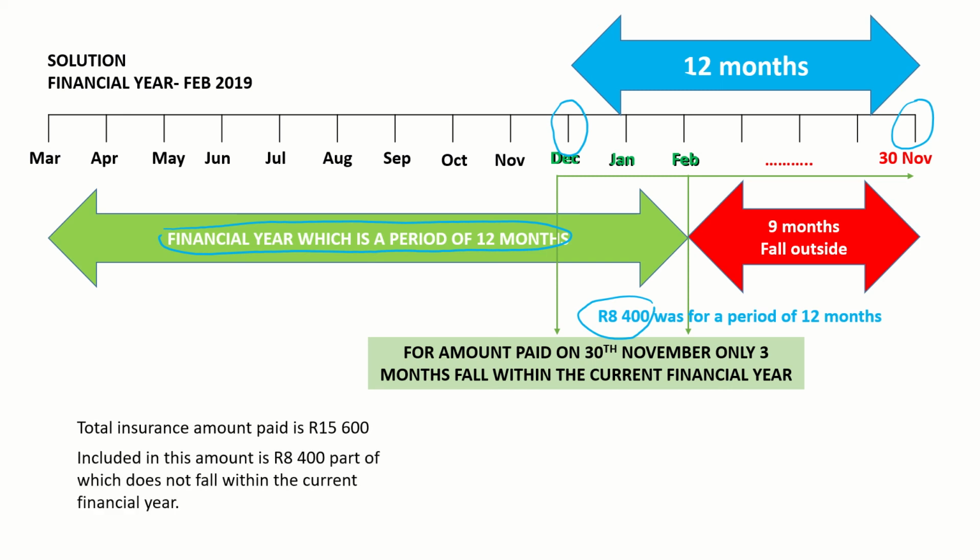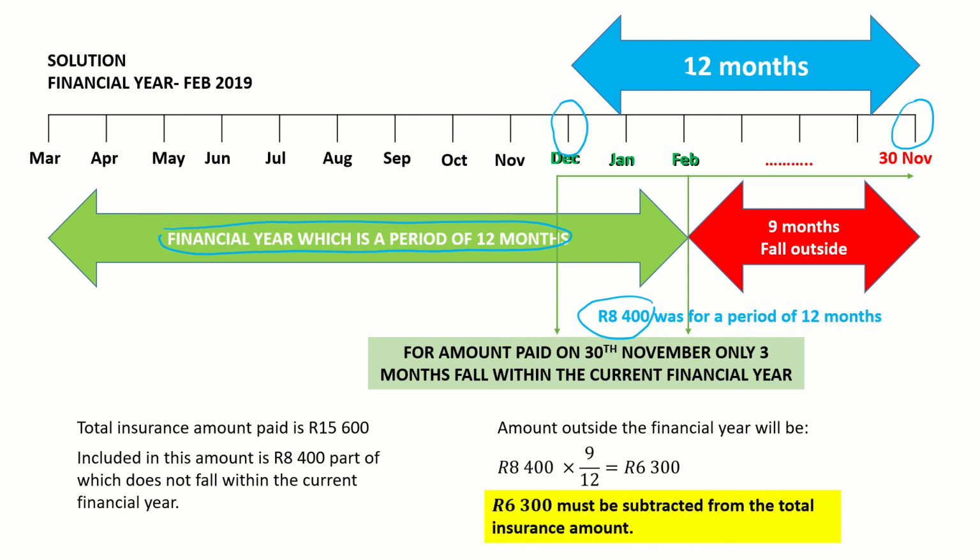Included in this amount is 8,400, part of which does not fall within the current financial year. The part that falls outside the financial year will be 9 out of 12 months we have paid. So that 6,300 does not fall within the current financial year, and therefore that 6,300 must be subtracted from the total insurance amount.